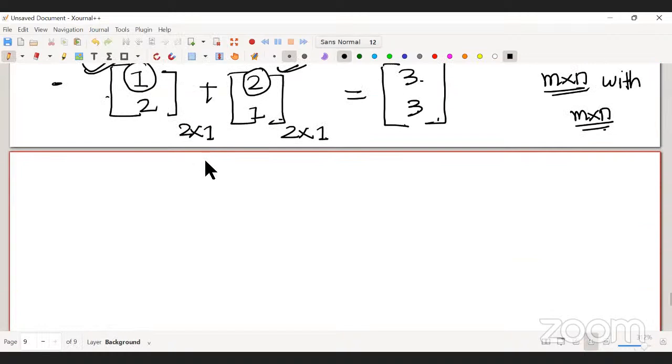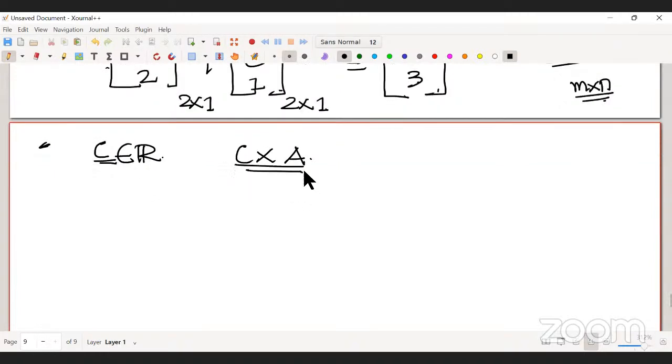So the next thing is you can multiply a scalar with a matrix. C is a scalar, let's say a real number. You can always multiply C with some matrix A, which can be of any order. What you have to do is multiply C with all the entries of the matrix.